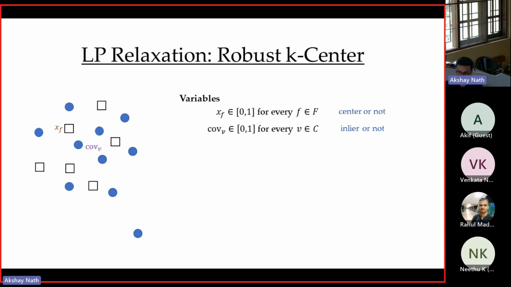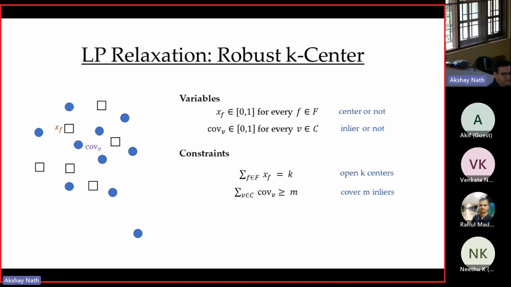What are the constraints? Two constraints are maybe simple. One is that you cannot open more than k centers; in fact, exactly k centers are open, so the summation of x_f is equal to k. The second constraint is that I have to cover at least m clients, so the summation of the coverages is at least m. Once again, I want to cover m clients. If the coverages were 0 or 1, there would be m things with 1 on their heads, and everyone else would have 0.